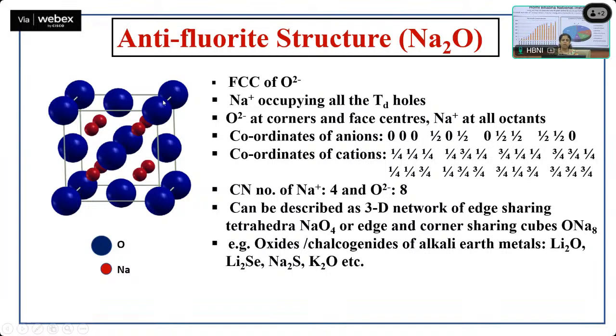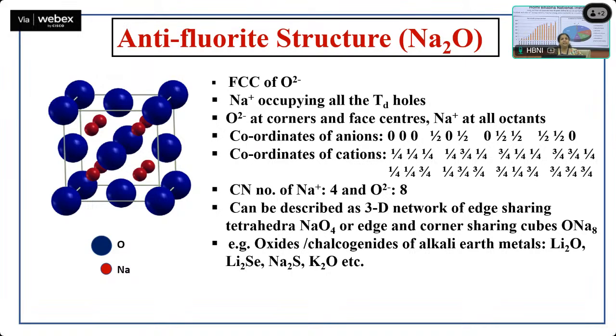That is, oxide ions are occupying corners and face centers. And for Na, in ZnS, because you had 4 lattice points and 8 tetrahedral holes, you could occupy only 4 because the stoichiometry was 1:1. Here you have 4 oxide ions in the FCC unit cell.